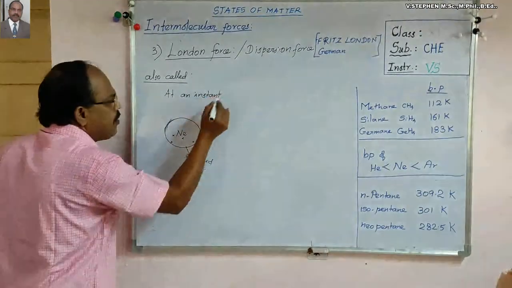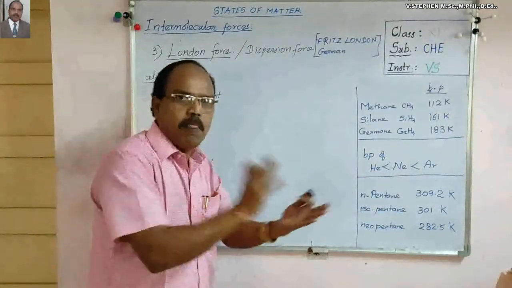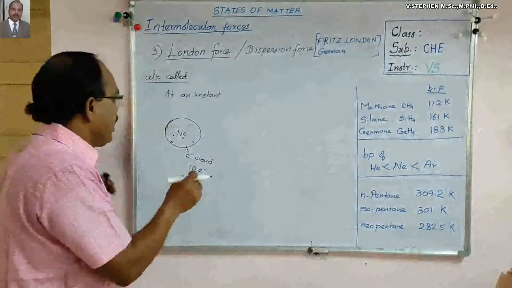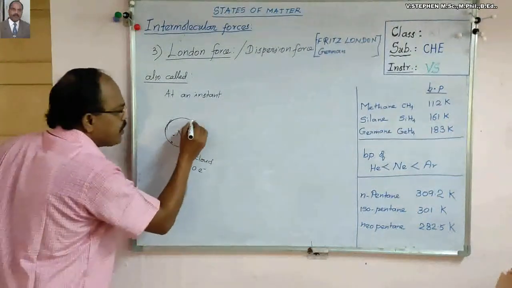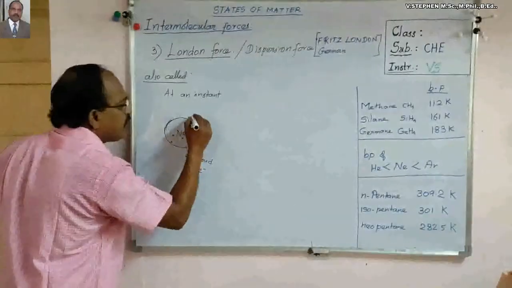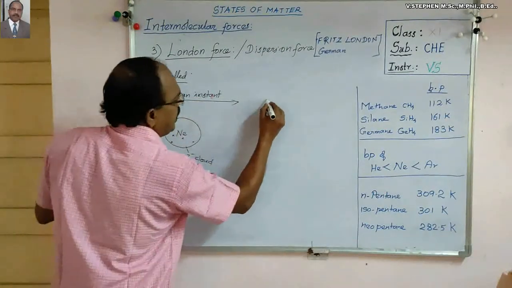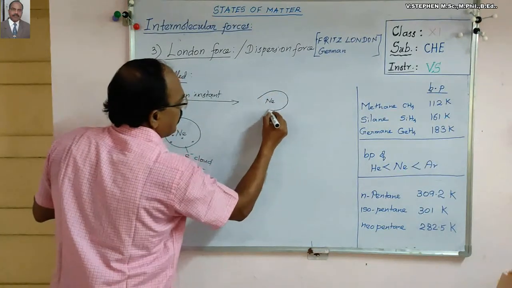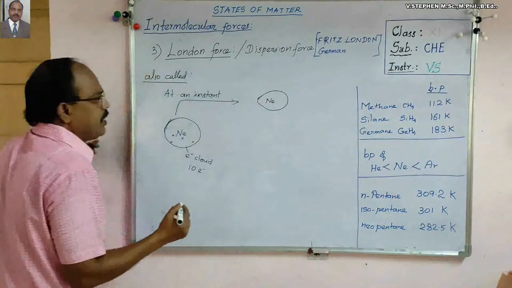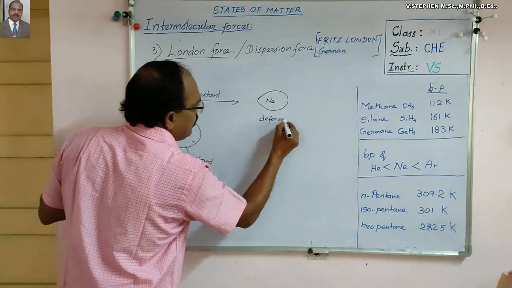At an instant, it is a possibility, because you are bringing another molecule closer, because you are compressing. When you are compressing, at a particular instant, the electrons will be on this side, and there is a chance for the neon nucleus to be exposed. So now I go for this diagram. This is deformed. Who is deformed?